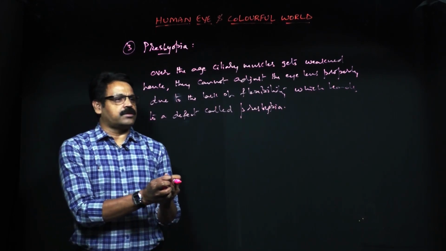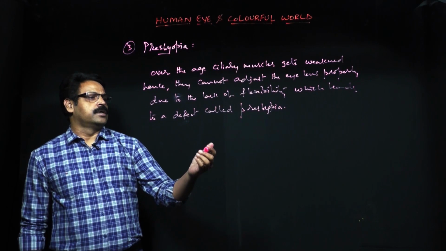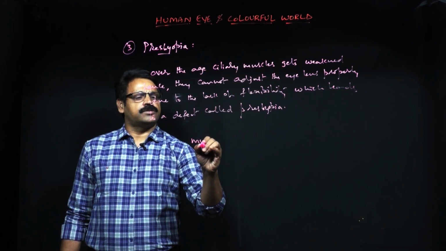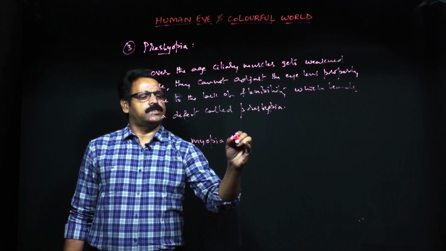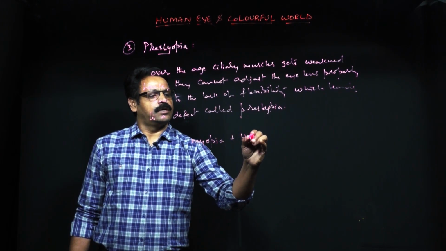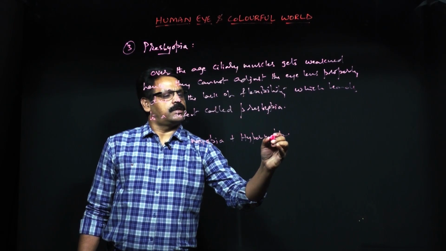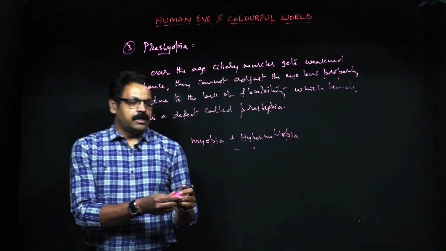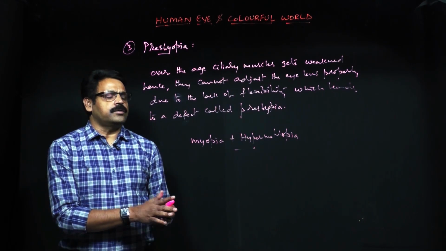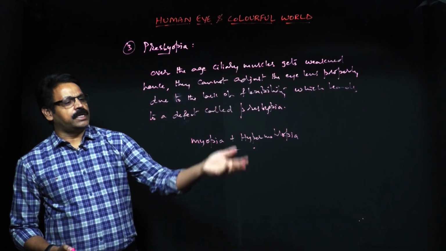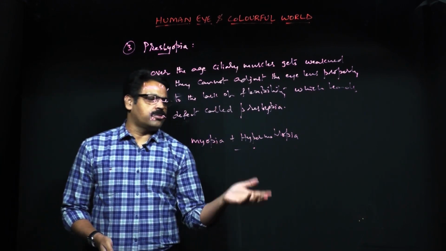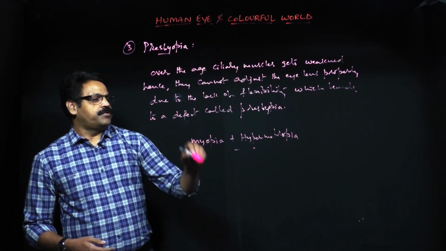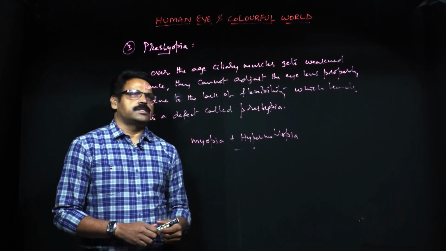That means it is one fact of hypermetropia, and sometimes over the age the old people will get both the defects, that is myopia as well as hypermetropia, and these defects are together called presbyopia. That means the defect of the eye due to age is sometimes only myopia or only hypermetropia, or sometimes the combination, and this defect due to the age factor is called presbyopia.